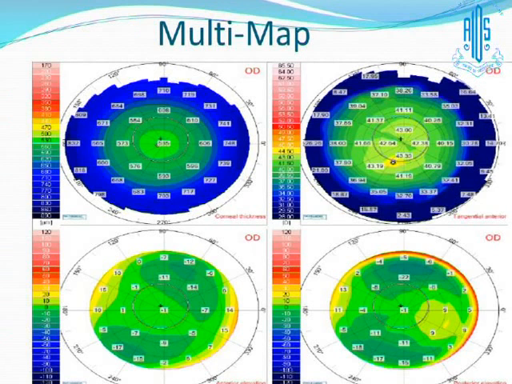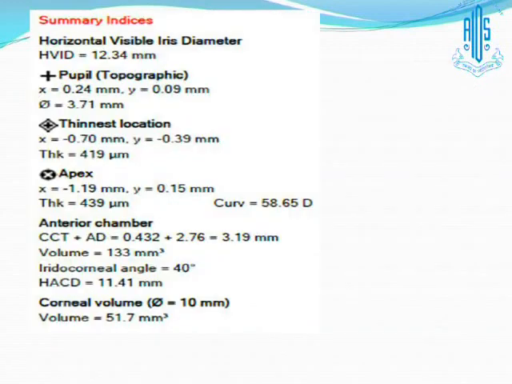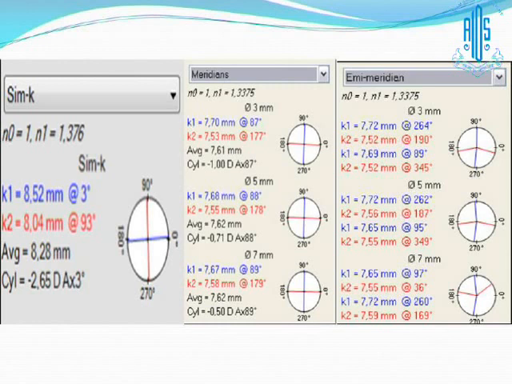So this is exactly how the map looks. One is the pachymetry map, the other one is the curvature map. Then there are the anterior elevation and the posterior elevation. And then if you look at the indices, it gives the horizontal white-to-white measurement. It gives the thinnest location of the cornea, and then the anterior chamber depth, both from the epithelium to the lens as well as from the endothelium. Actually, for ICL implantation we need it from the endothelium to the anterior capsule. That is also given.